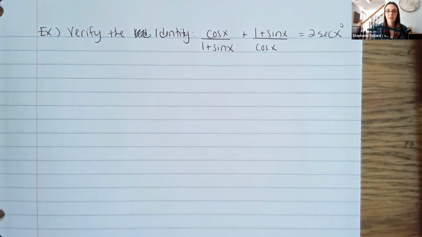Okay, let's just do some more examples of verifying identities. In this video, you'll see some more complicated examples as well that take a few more steps.